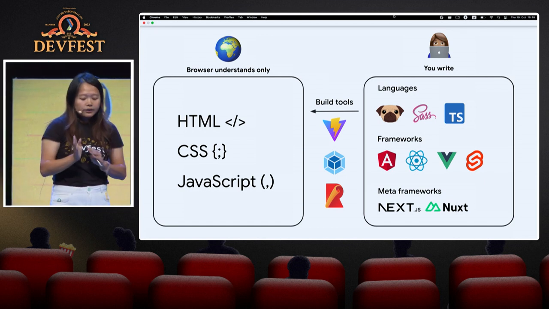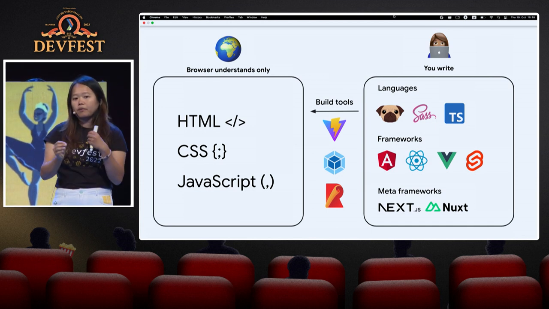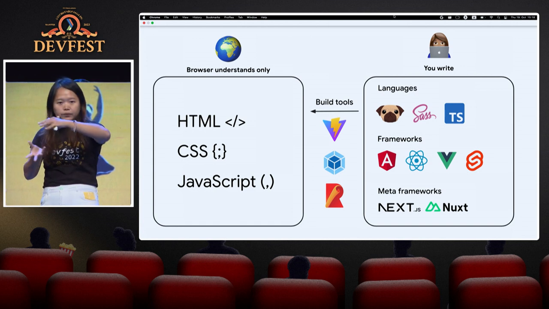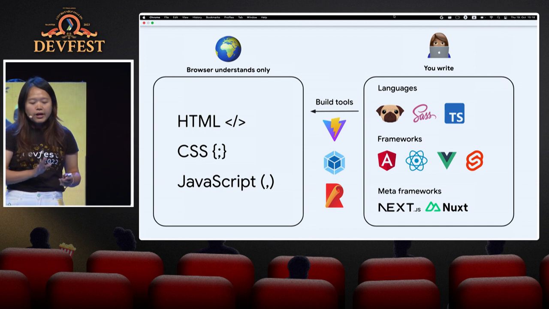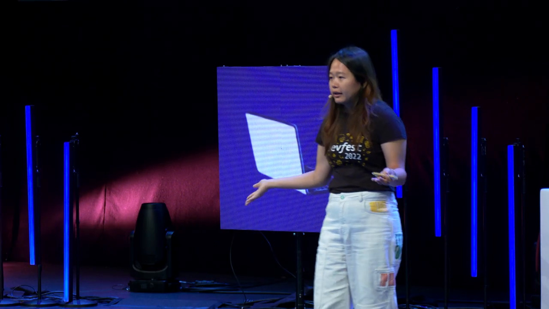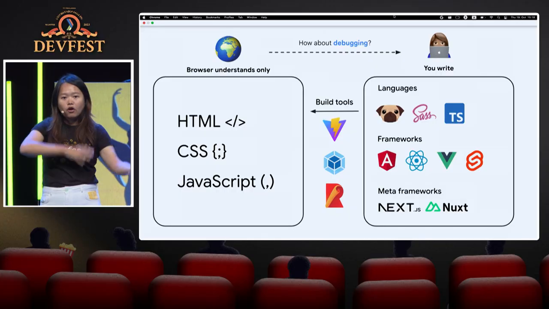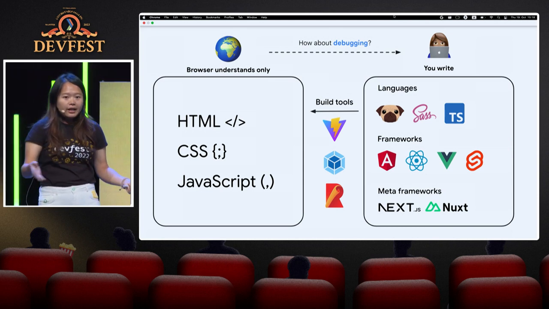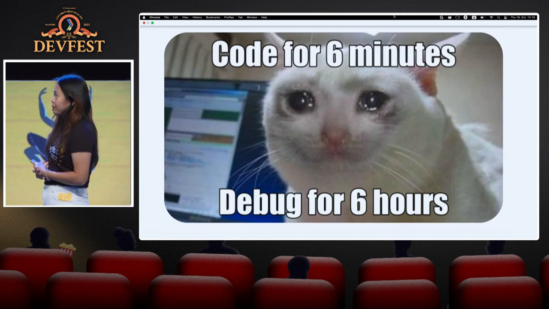What they are doing is that you use these tools behind the scenes to help you compile and optimize the code from whatever language you write, compile, compress, and combine them into HTML, CSS, and JavaScript, which the browsers can understand. So how about debugging? For debugging, it's the other way around. The browser needs to be able to convert back to what you wrote, to help you debug. And debugging is very important.